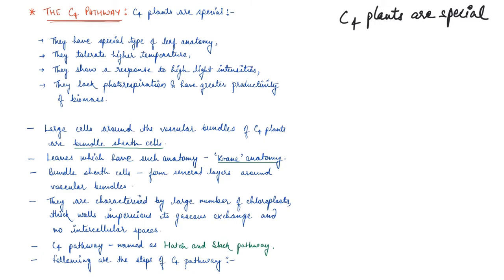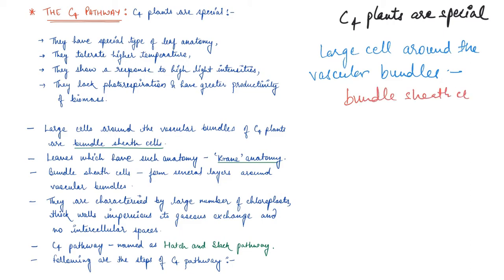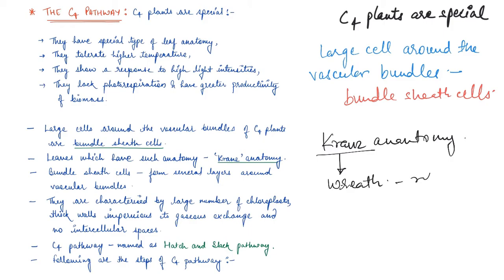So basically, the C4 plants have large cells around the vascular bundles. And these cells are known as bundle sheath cells. These leaves which have bundle sheath cells have a typical anatomy, and this anatomy is known as Kranz anatomy. Here, this word Kranz means wreath, and this is a reflection of the arrangement of cells.